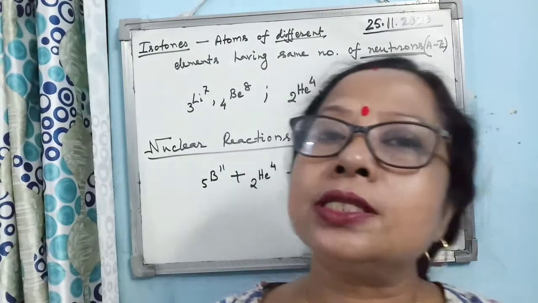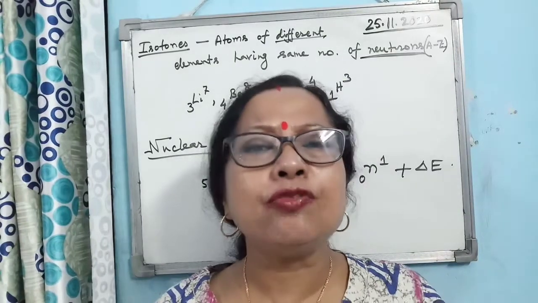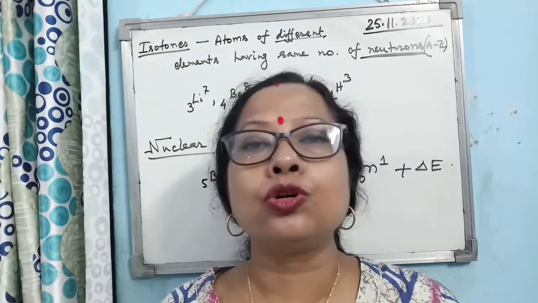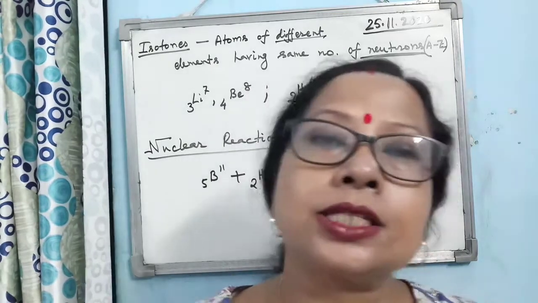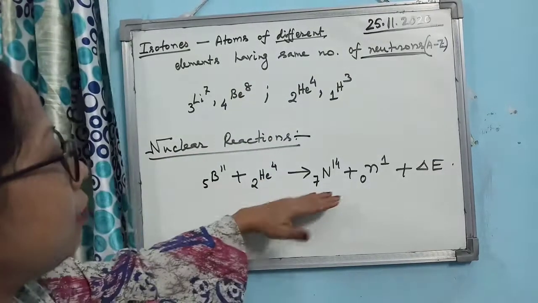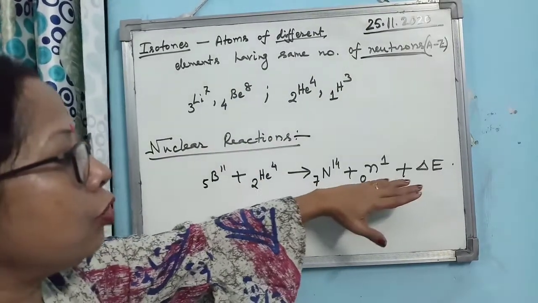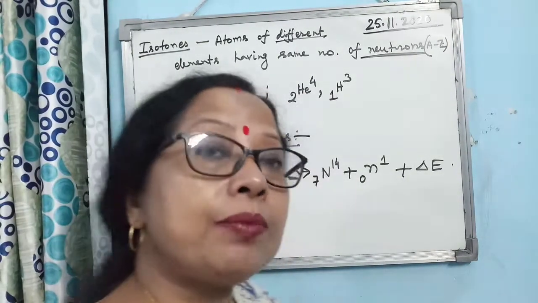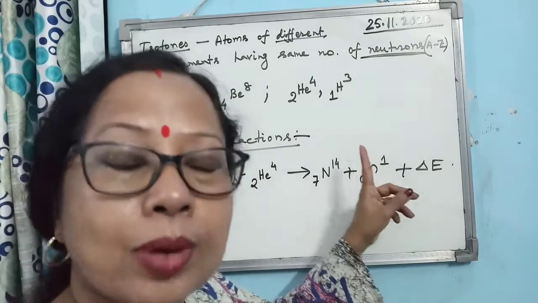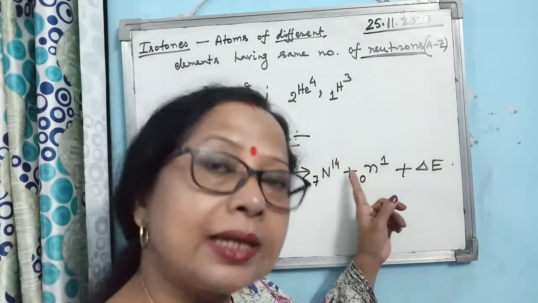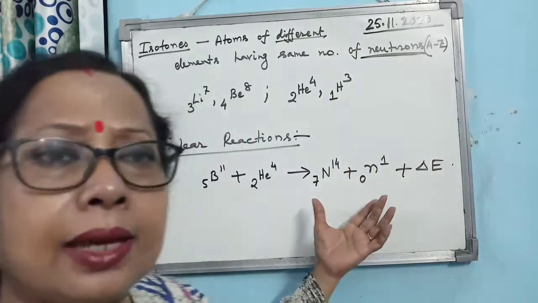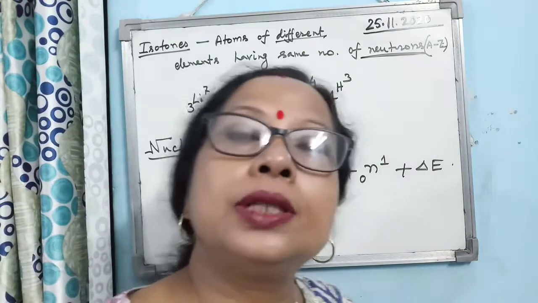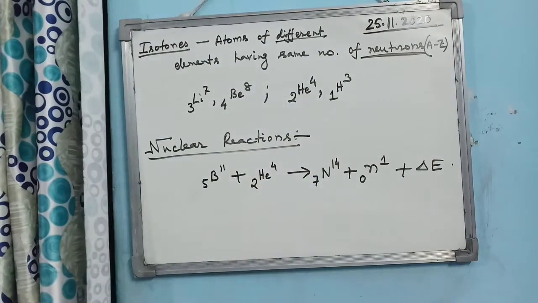So that's all about this chapter. Once again I am repeating, only a few topics are there: nuclear shape, size, density, atomic mass unit, isotope, isobar, isotone, and nuclear reaction. For nuclear reaction, what will be given? One nuclear reaction will be given and there will be a blank. Then you have to fill up the blank, identifying the atom or nucleus or any fundamental particle there, by balancing the atomic number and mass number of both sides of the reaction. So that's all about this chapter.